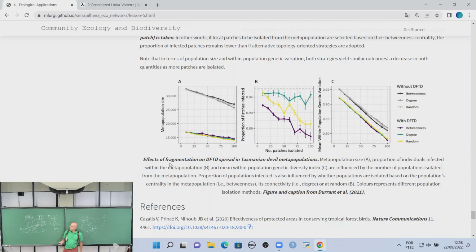Regardless of that, the strategy that worked better for this was to isolate patches based on the centrality of the nodes. I think this is a nice example of how you can use network tools to come up with sound strategies for, in this case, disease spread, or for conservation in general. We showed that it's very different from doing it in a way that is not informed by your metapopulation structure. I think that's pretty much all I wanted to say today.